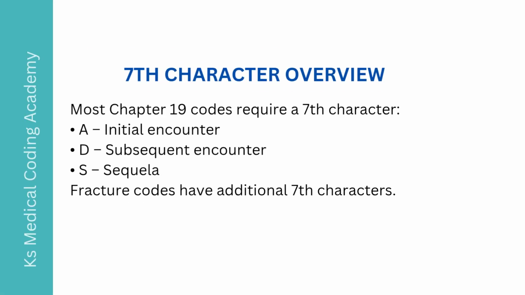7th character overview. Most Chapter 19 codes require a 7th character to identify the encounter. A for initial encounter, D for subsequent encounter, S for sequela. Fracture codes include additional 7th character options beyond these three.